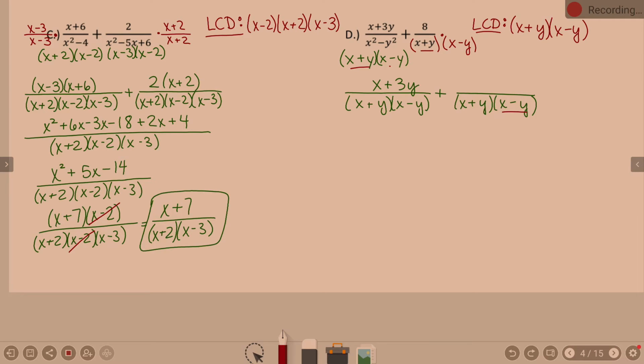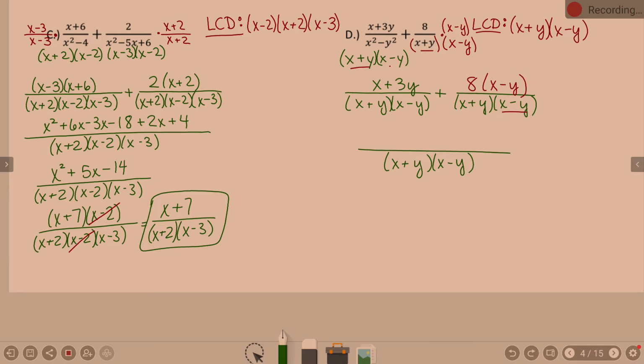Well, if you multiply the denominator by x minus y, we're multiplying the numerator by x minus y. And so that means I'm going to be multiplying 8 by x minus y. Okay? Now, if you went ahead and multiplied that together, more power to you. I'll do that here in this next step. Okay. I have two fractions with the same denominator, so when I add them, I can add the numerators and just keep the denominator. So I'm going to go ahead and write my denominator as x plus y, x minus y.